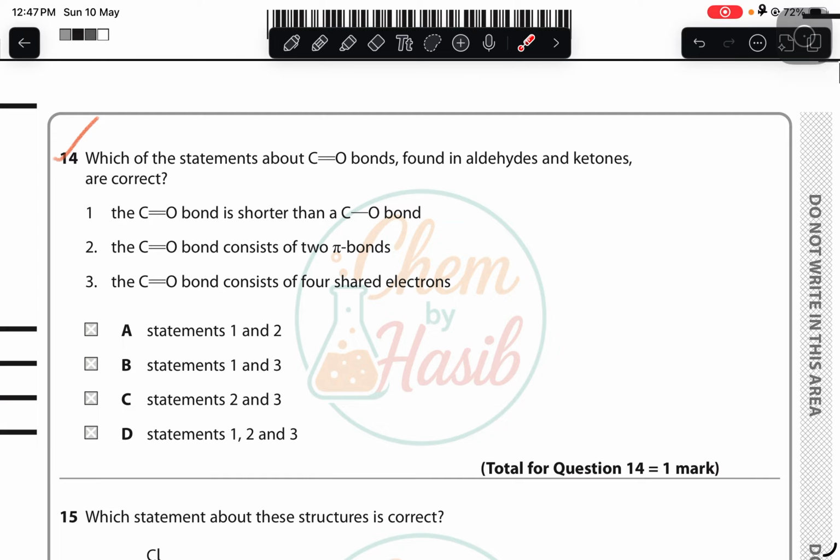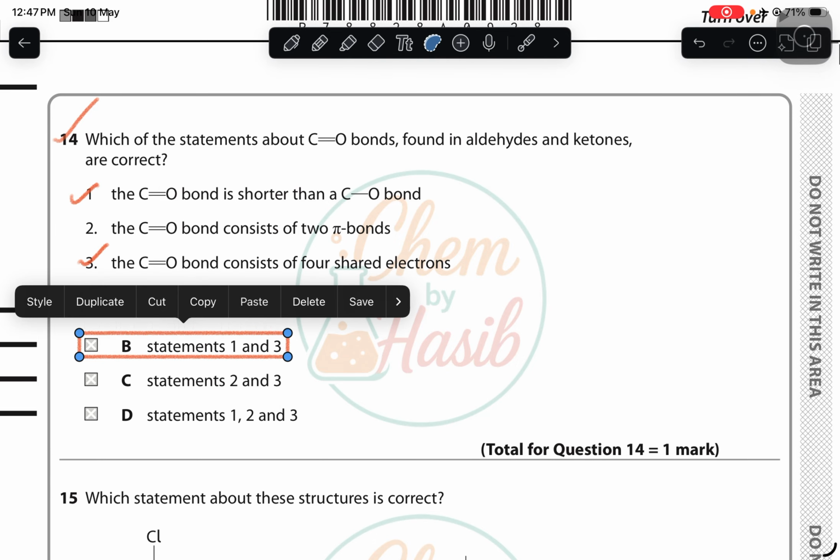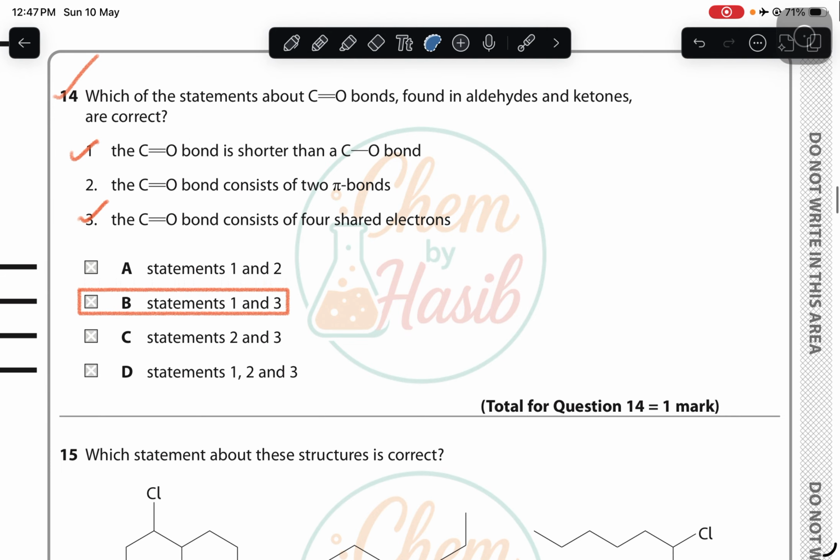It says the C=O bond consists of 2 pi bonds. This is a wrong statement, as a double bond consists of a sigma bond and a pi bond. The C=O bond consists of 4 shared electrons. Correct. Any double bond will consist of 4 shared electrons. So the correct statements are 1 and 3, and your answer would be B. It's a very easy question because it is very clear that statement number 2 is wrong. A double bond cannot have 2 pi bonds. It will always have 1 sigma bond and 1 pi bond.